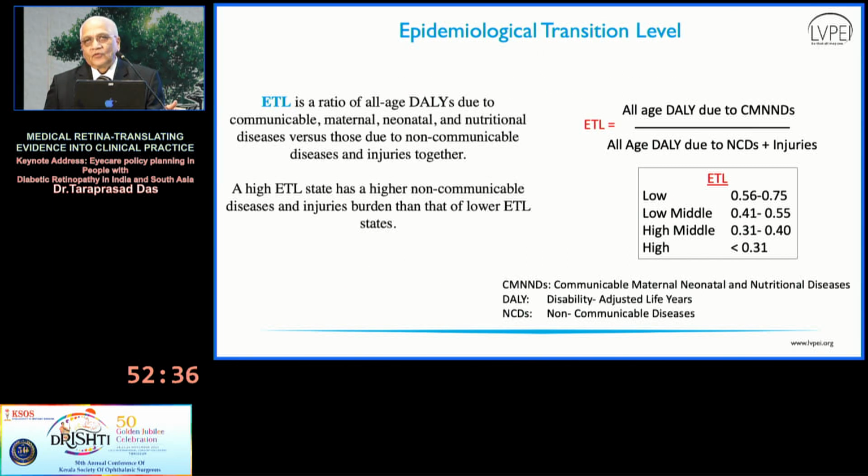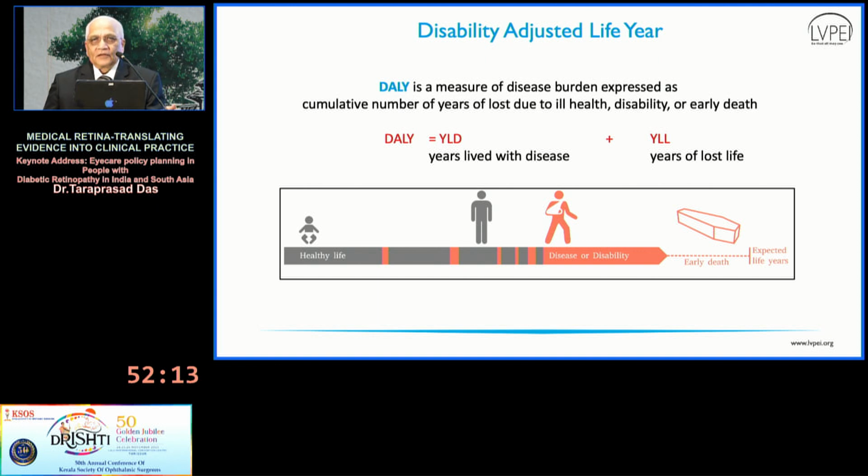ETL is the ratio between all the common maternal, communicable, neonatal diseases divided by all the NCDs plus the injuries. Here, higher ETL means more double burden. That means more injuries, more non-communicable disease compared to people dying of infection. So these 2 are important. Finally, the DALY is the measure of disease burden expressed as the number of years lost either because of disease or early death. As is shown here, there are small-time deaths, but then they will die before.